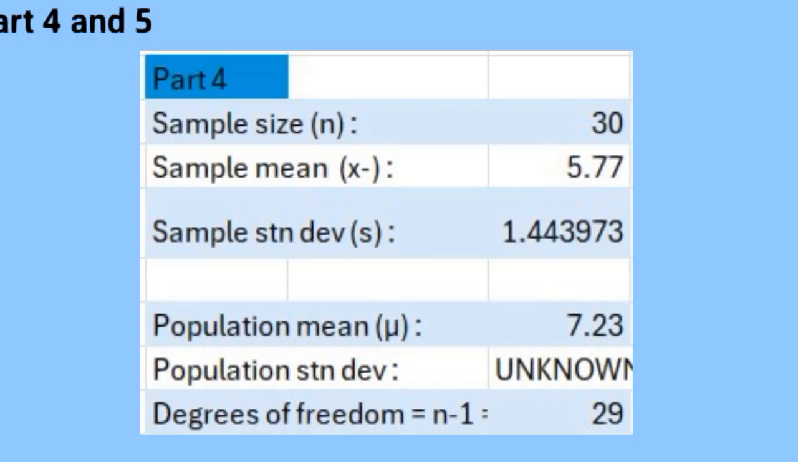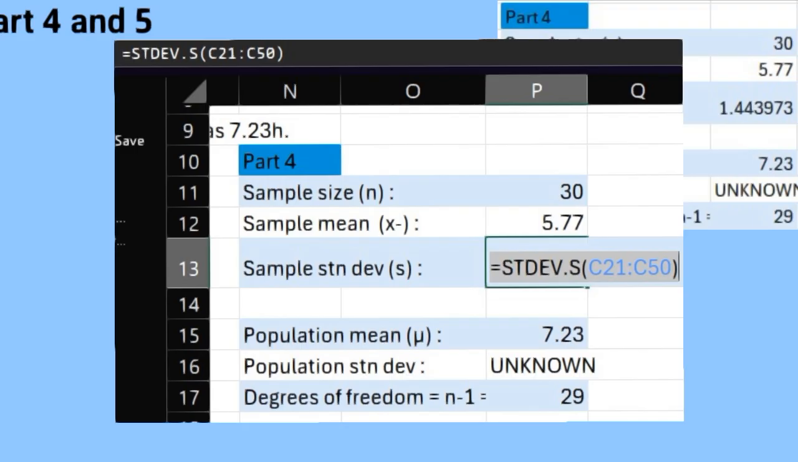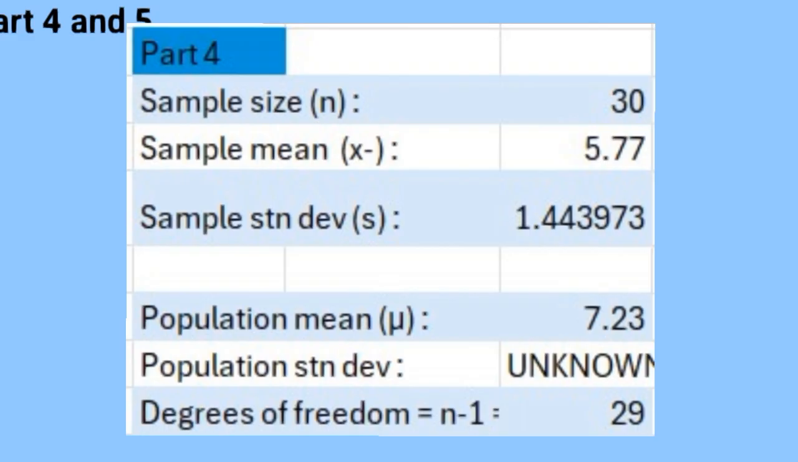Moving on to part 4, my sample size, which is the number of respondents I got, was 30, and my sample mean average sleep duration of the respondents was 5.77 hours, and from there, I calculated the standard deviation, which tells me how much the values in the data set differ from the average, is 1.44397. The source population mean sleep duration was 7.23 hours, and the source did not provide standard deviation.